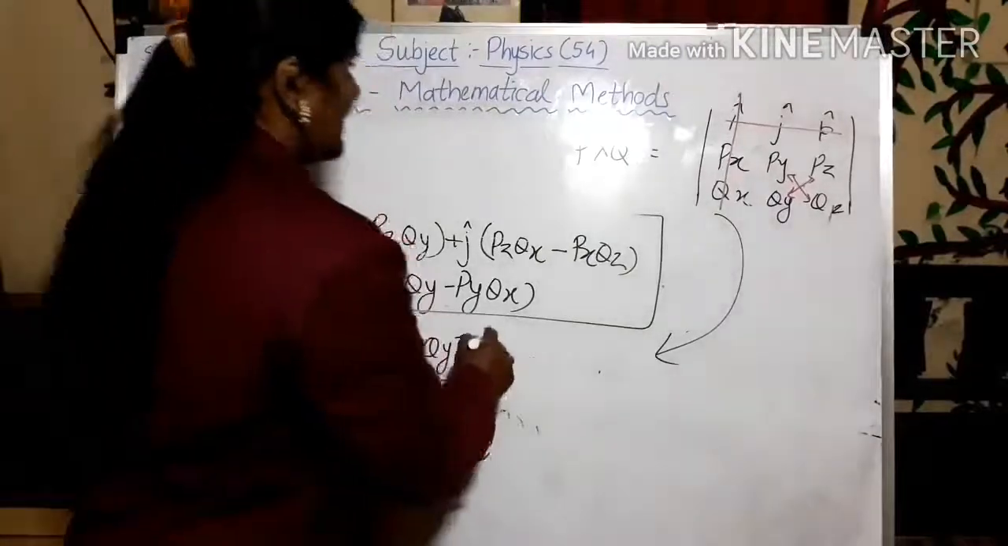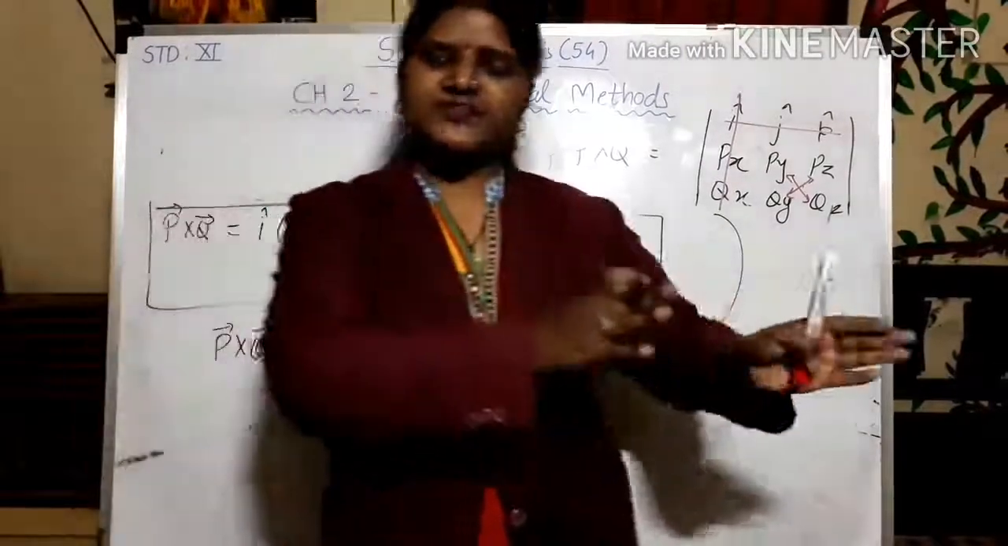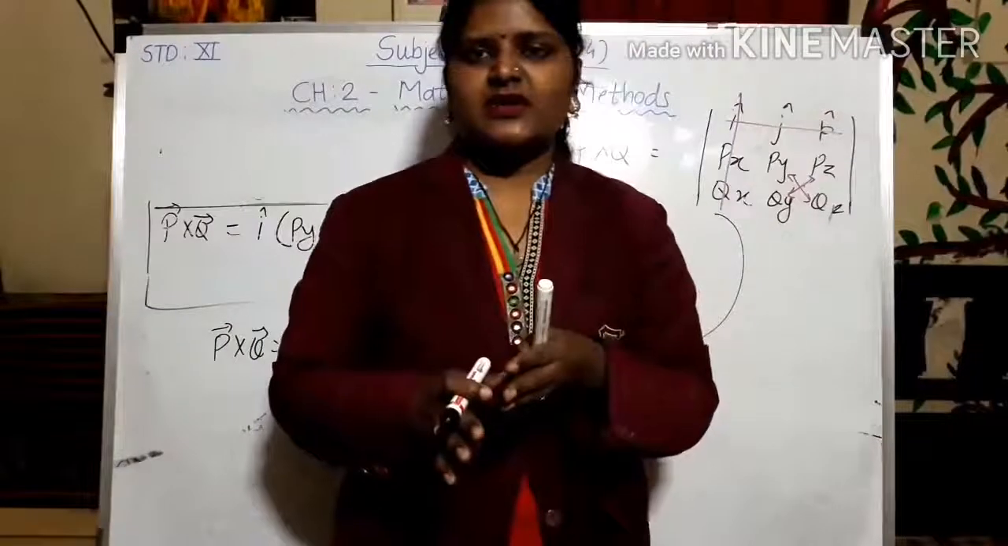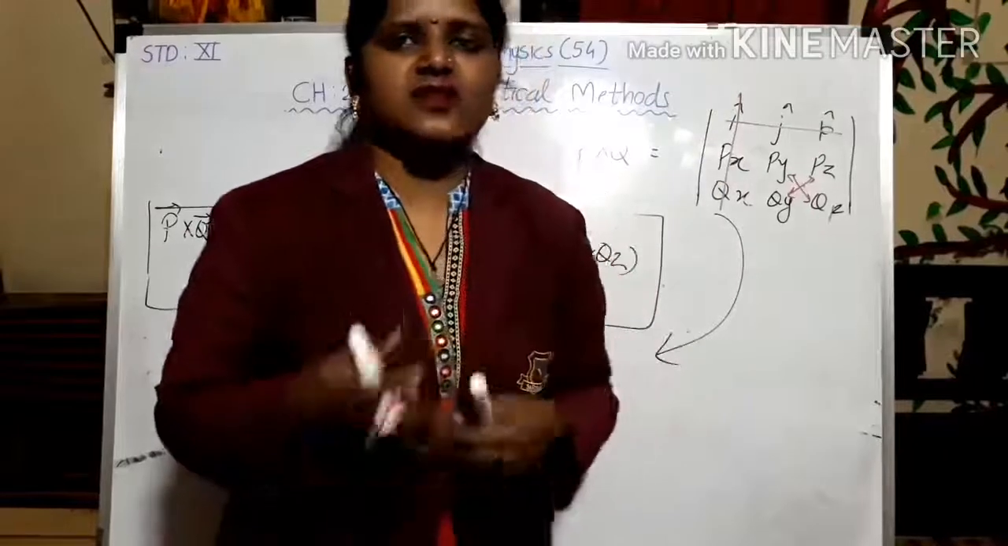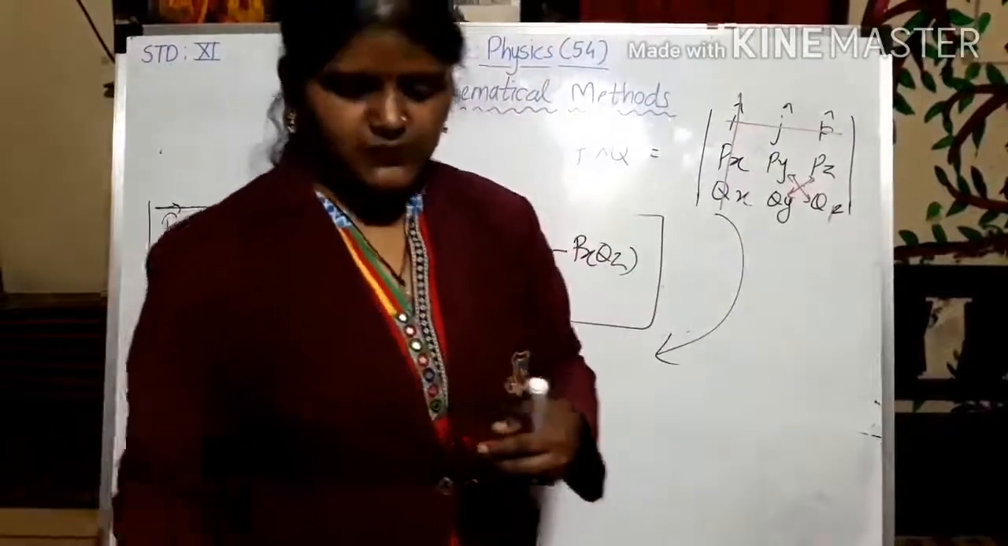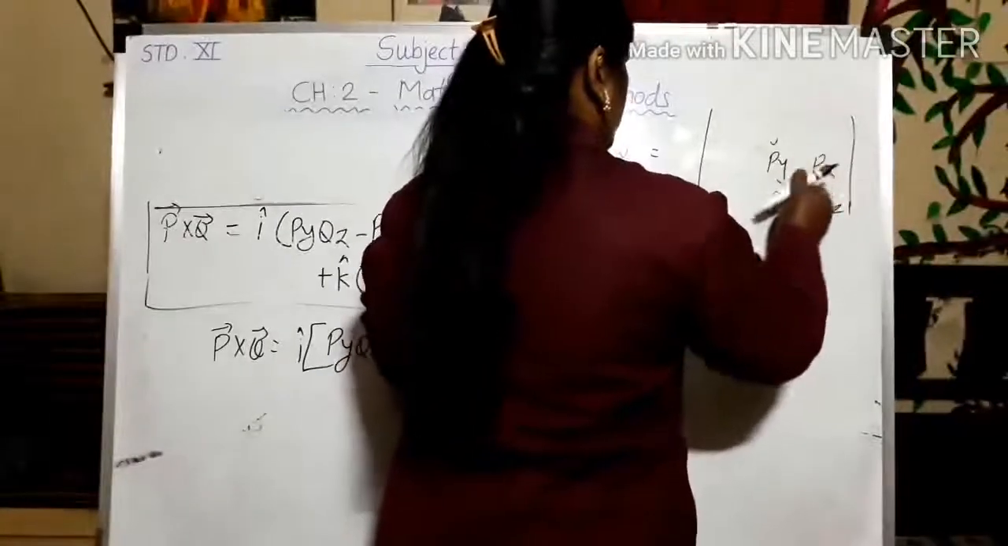Next, as the signs alternate, if we consider the first term as plus, the second term should be negative. So in this, we have to consider the second, which is J, as negative. Then K will be positive. So we will do it in that way. So I will now rub this.